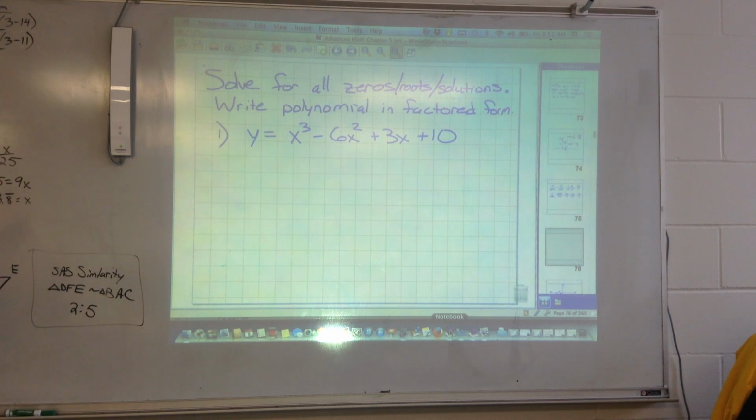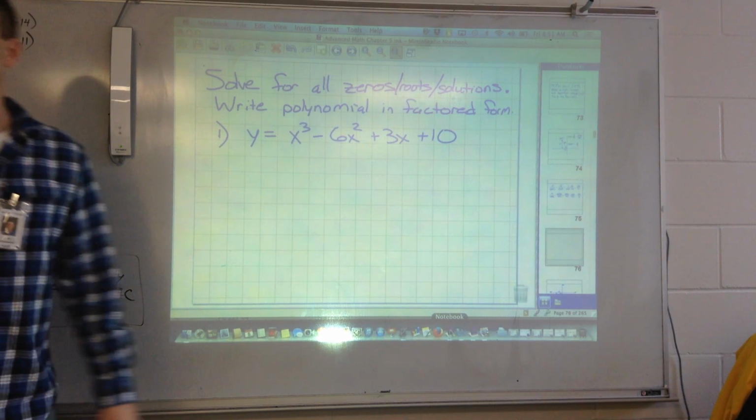First of all, y equals x cubed minus 6x squared plus 3x plus 10. How many roots, zeros, solutions will this one have, and how do you know? 3, because of the highest exponent. That's the degree of the polynomial. Good job. The highest power determines how many zeros there are. Okay, so let's find them.